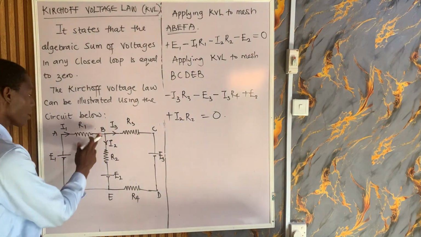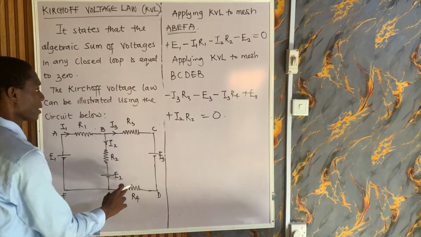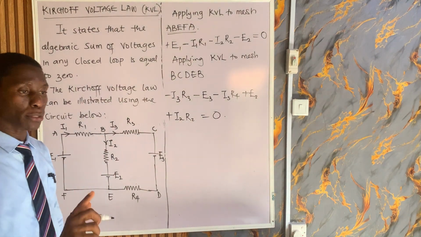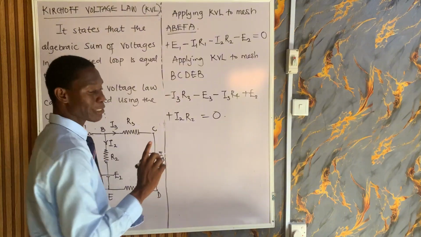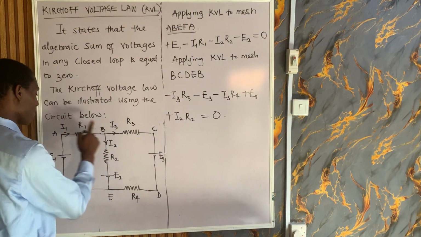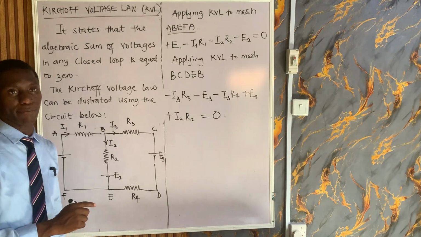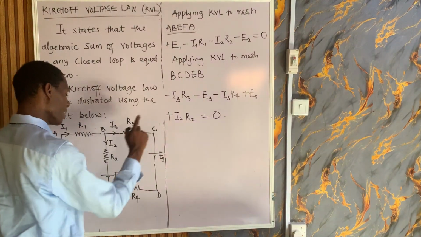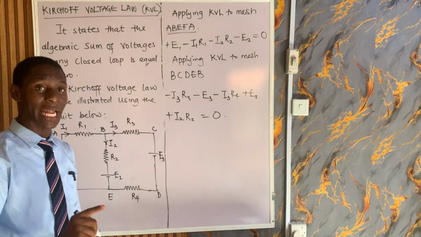And we have 3 branches here. 1, 2, and then 3. Where there is a third mesh. Or not actually mesh, a loop. You can't call it a mesh this time around. Take note that A, B, E, F, A is a branch and a loop. B, C, D, E, B is a branch and a loop.